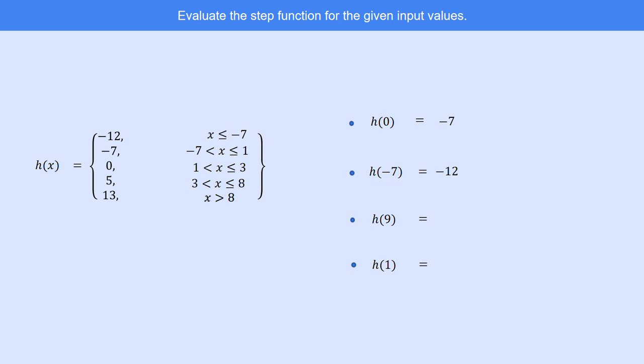Now it's time to find the value of h of 9. Since 9 is greater than 8, it belongs to the fifth interval. So using the fifth interval, we find that the output is 13. Then the value of h of 9 is also 13.